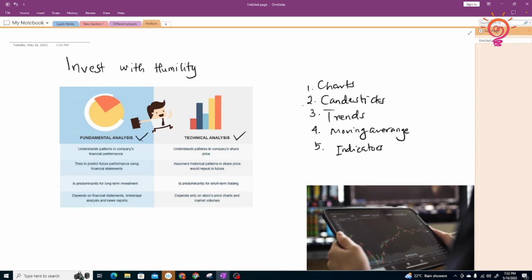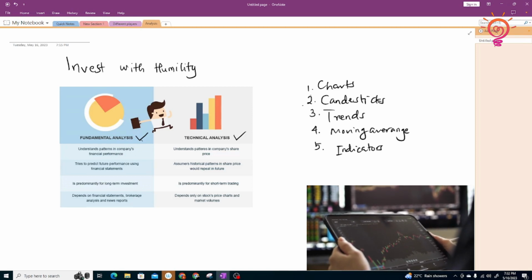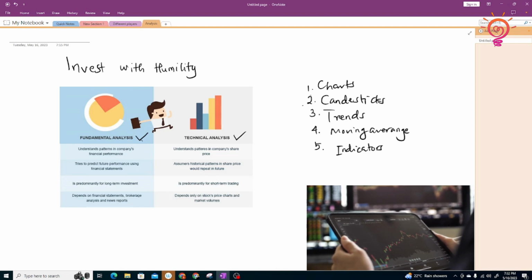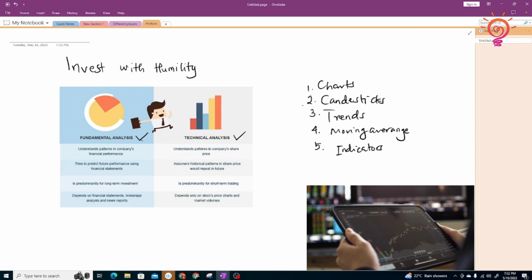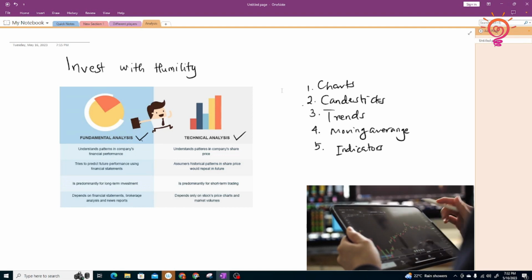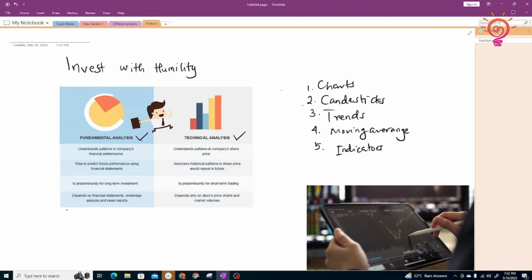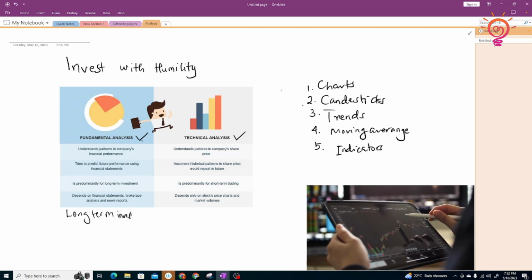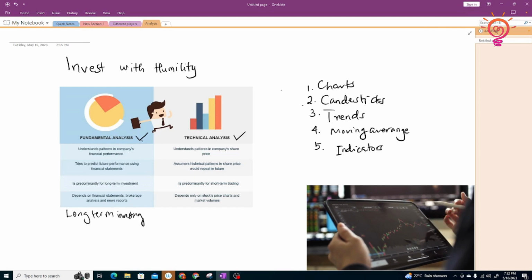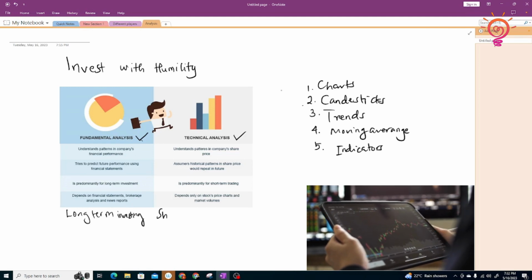I hope that you understood the difference between fundamental analysis and technical analysis. As a summary, as a recap: fundamentals, long-term investing, and technical, you are more towards short-term investing.